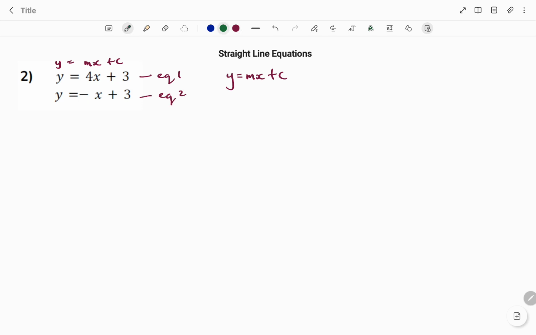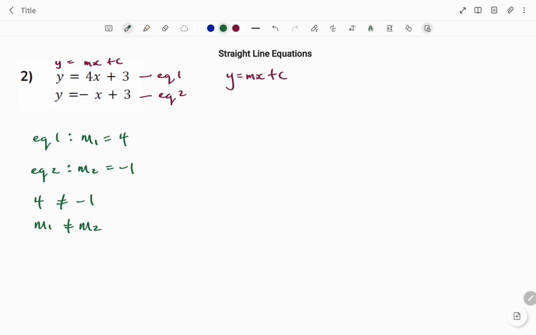So if I write that formula, mx plus c, and I have my equation 1 and equation 2, in equation 1, the gradient m, which is also the coefficient of x, that's m1, is equal to 4. In equation 2, the gradient m2, the coefficient of x, is -1. So you can see that 4 is not equal to -1. Therefore, the gradient m1 is not equal to the gradient m2. That means I've removed the possibility of them being parallel.